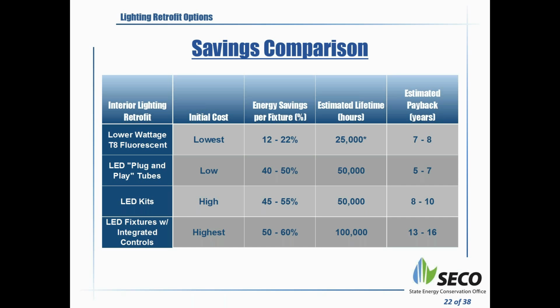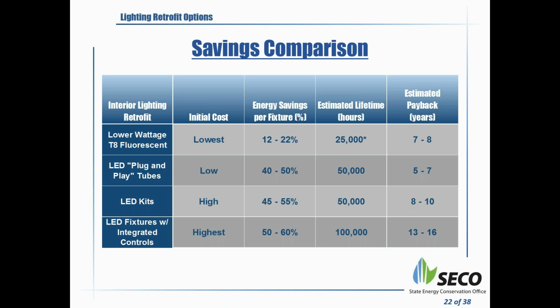And now the savings are being compared to 32-watt T8s, basically. Okay, so the first one is a 32-watt T8. The estimated payback is between 7 and 8 years. So in other words, you are looking at changing to lower wattage lamps, and your payback will be 7 to 8 years. One thing to keep in mind is this is a relatively higher payback because we have considered a little bit of ballast replacement cost in there.